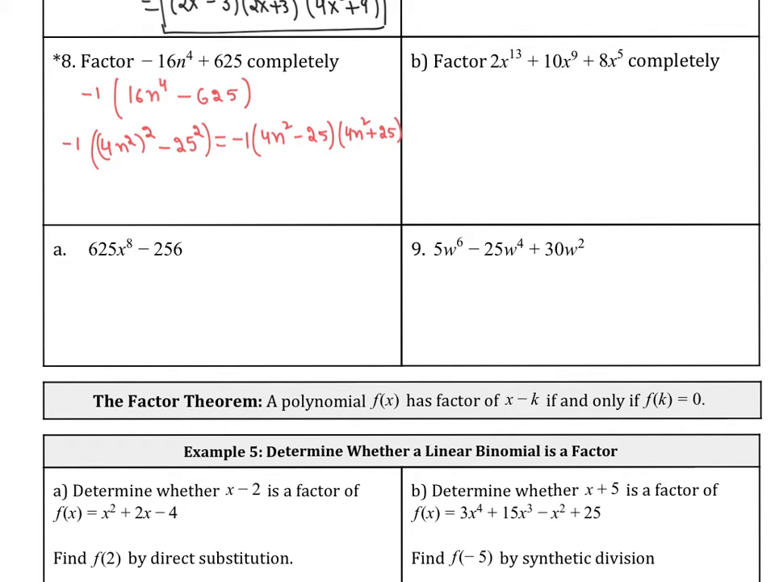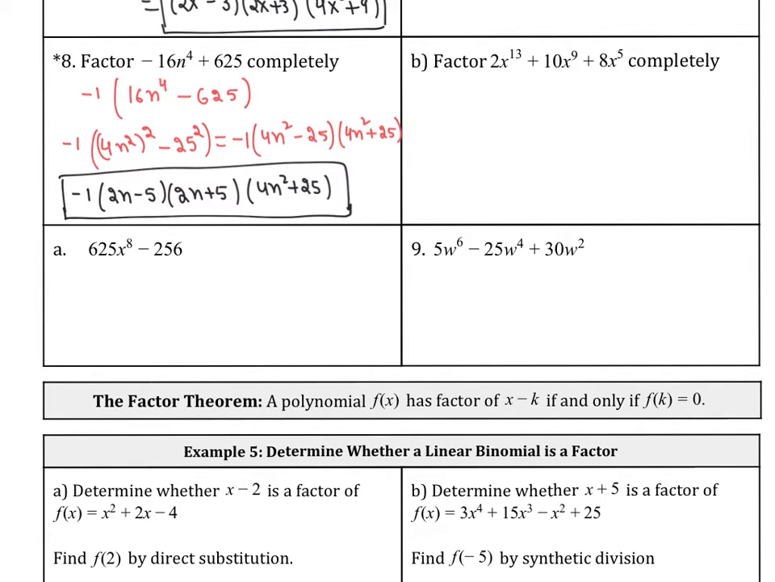Now you can break this factor further down, and that's going to be 2n squared minus 5 squared. When you break that, it is going to be 2n minus 5 times 2n plus 5, and then the last factor 4n squared plus 25 remains as it is. So this is going to be your complete factorization for the polynomial -16n to the 4 plus 625.